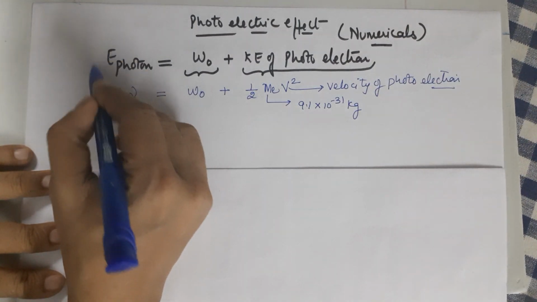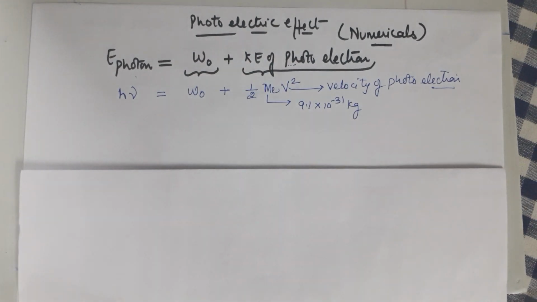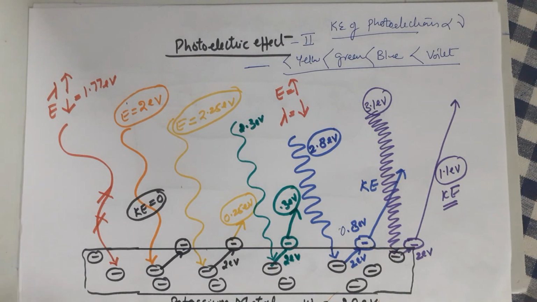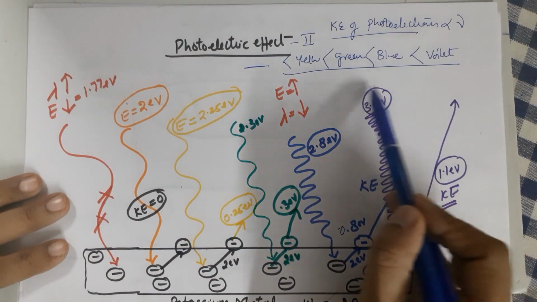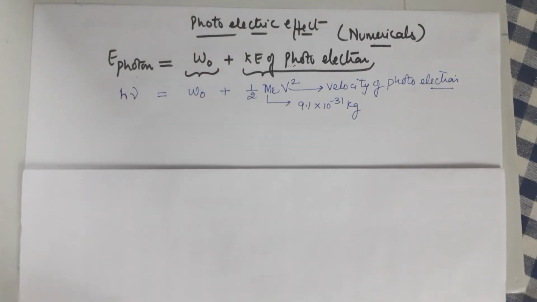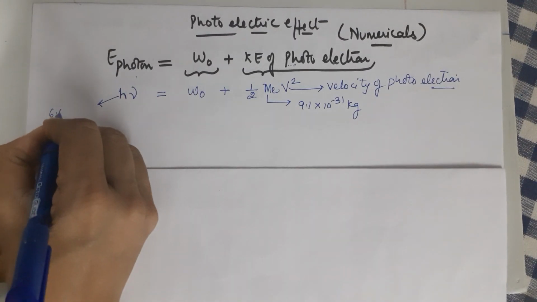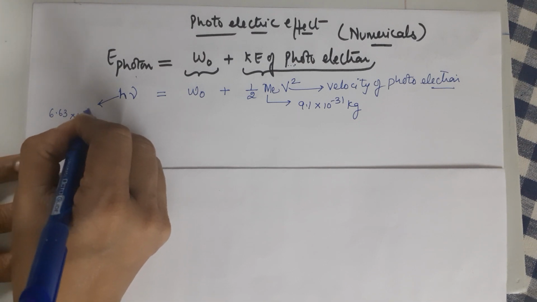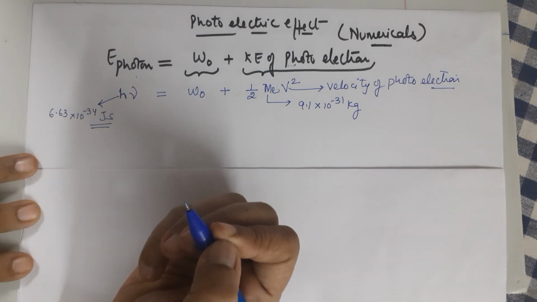If this is higher, for the same metal, kinetic energy would increase as observed in this particular illustration. The maximum kinetic energy is for violet because the photon has the maximum energy. Fine. Now, to calculate h mu, what is h? The Planck's constant, 6.63 into 10 to the power minus 34 joule second. So this will give you the energy in joules.